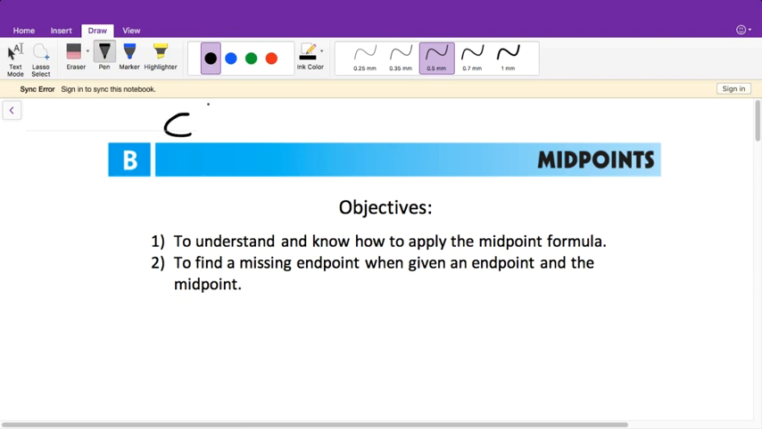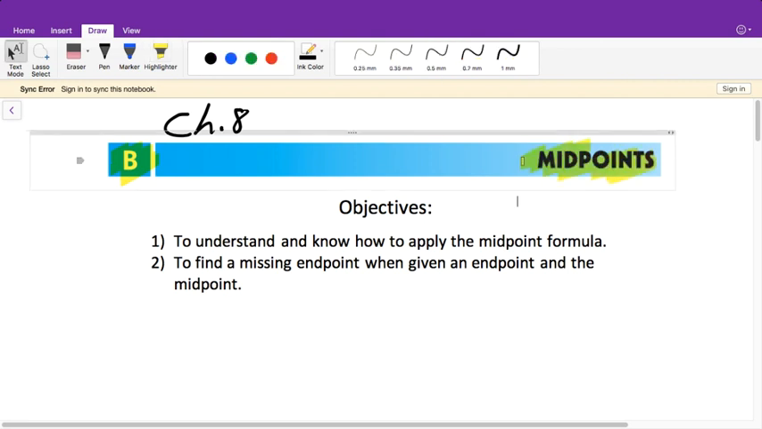All right, so we are still on chapter 8, and we are now moving on to section B, which is just going to be finding the midpoints of a line segment. We'll talk about this in more detail in a second, and hopefully it makes sense when we're talking about the middle point of a segment.